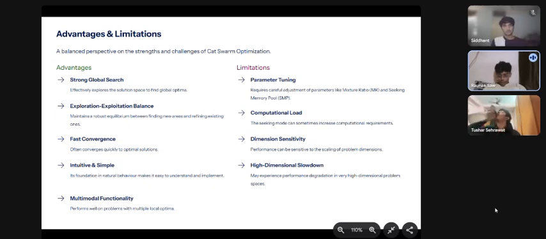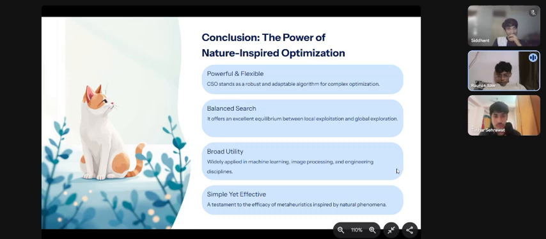So next slide. So in conclusion, CSO is a flexible and effective optimization method. It offers a balanced search, works in many applications, and shows how powerful nature-inspired techniques can be. Thank you.